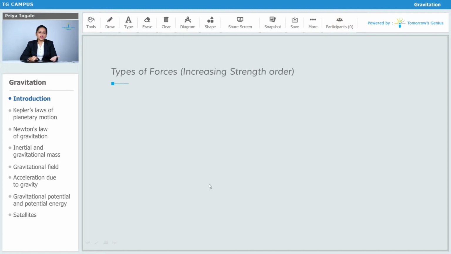So in our lower standards, we have already studied the types of forces. First of all, we have studied what the meaning of force is, right? Force is something which tries to change or successfully changes the state of rest, state of motion, direction or shape of an object, right? Then in our lower standards, we have seen different types of forces.